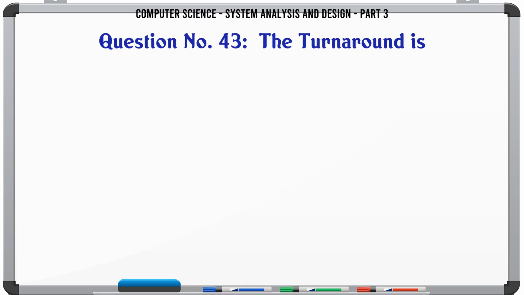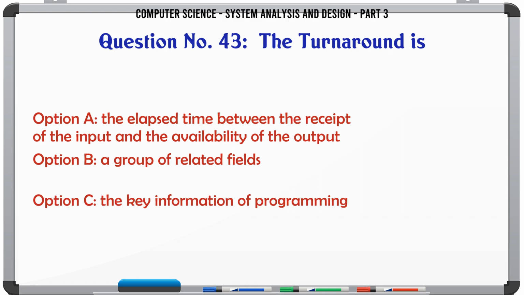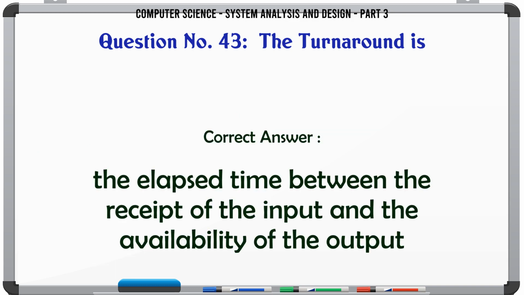The turnaround is A. The elapsed time between the receipt of the input and the availability of the output, B. A group of related fields, C. The key information of programming, D. A program statement that violates one or more rules of the language in which it is written. The correct answer is the elapsed time between the receipt of the input and the availability of the output.